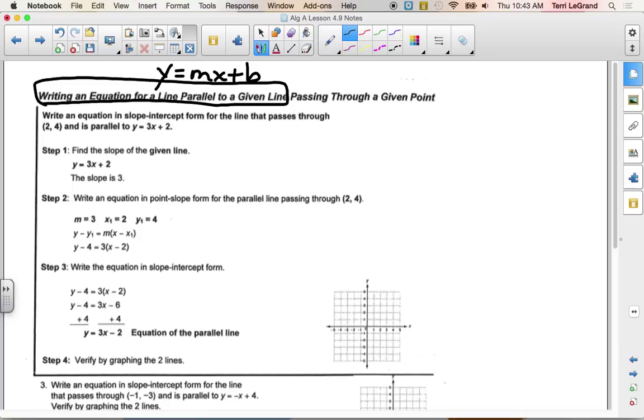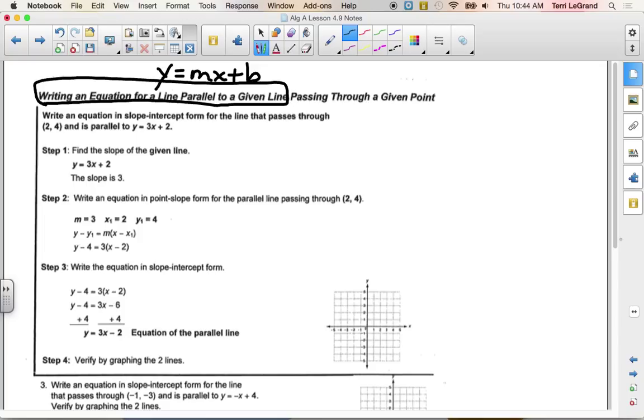But it's really important that you don't just write an equation that has the same slope and a different y-intercept. Because remember, isn't that the definition for parallel lines? Besides the fact that they'll never meet, here's how they never meet. They have the same slope, but different y-intercepts.